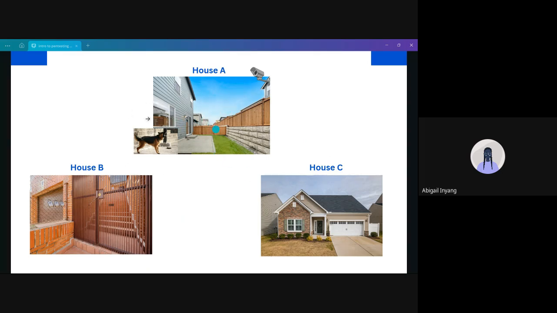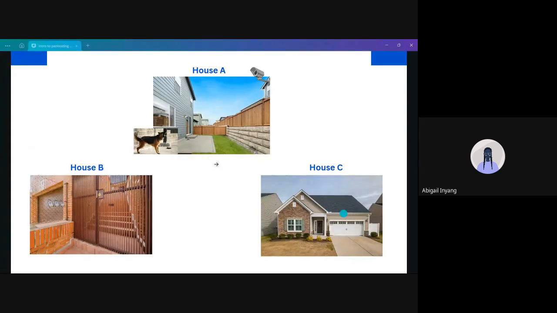As a pen tester, your job is going to be to look for ways you can bypass the guard dog, right? Look for ways you can bypass the CCTV camera. You look for ways you can get past the fence and then get into the house. Your number one goal is to get past these levels of security and get access to the house. For house B, you're going to look for ways you can unlock the gate and get access to the house.